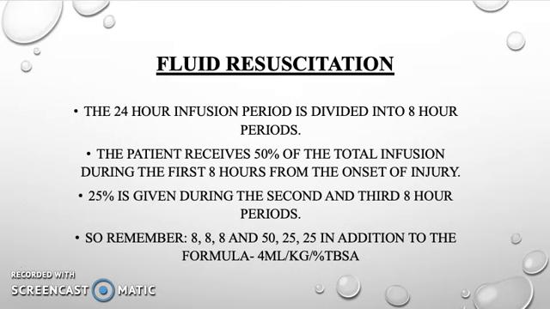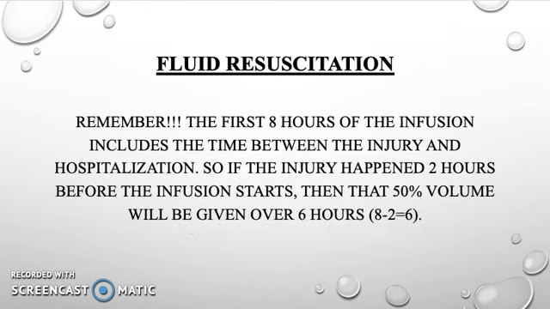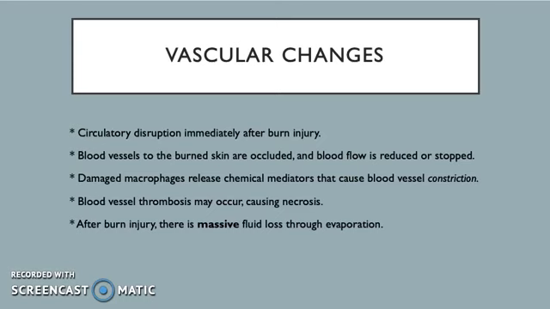This helped me memorize it, so just remember 8-8-8, 50, 25, 25. Calculate your full volume. In the first 8 hours, half of that volume has to be infused. So if they got burned 2 hours prior to being admitted to the hospital, then you actually have 6 hours to infuse 50% of that total volume. Then the second 8 hours, 25%, and the third 8 hours, 25%. Again, remember you have to know what time they got burnt, because that's the important time frame.